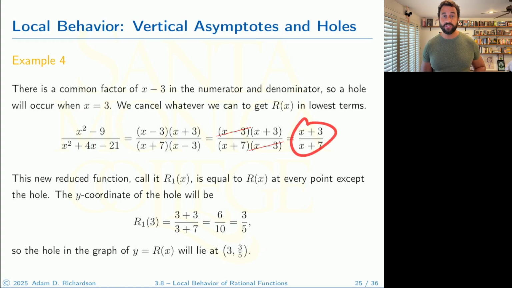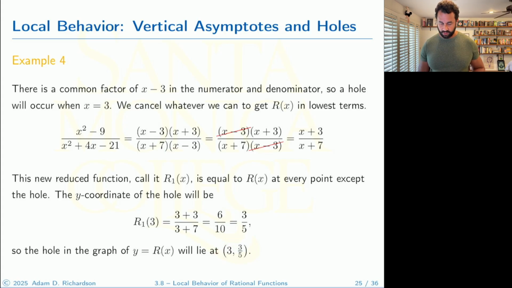Okay. So this reduced function, maybe you could call it R1, is equal to the original function r of x at every single point except the hole that'll occur when x equals 3. So when x is 3, there will be a hole in the graph of r. But if we want to know exactly where that hole lies vertically on the graph, we just evaluate this reduced function at the number 3, and we get 3/5. That's it. So there will be a hole in the graph of r of x at (3, 3/5).